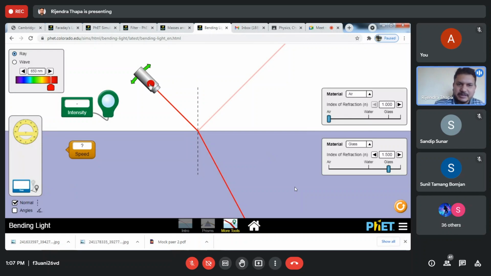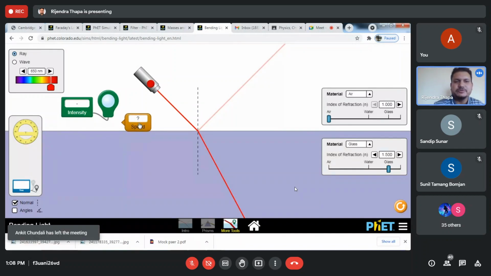So here, light is coming. And what you need to find out is the speed of this light. The speed of the light here is greater than here, okay? That is what we need to find out, and we can measure the speed with the help of this instrument. So here, we have the instrument to measure the speed.